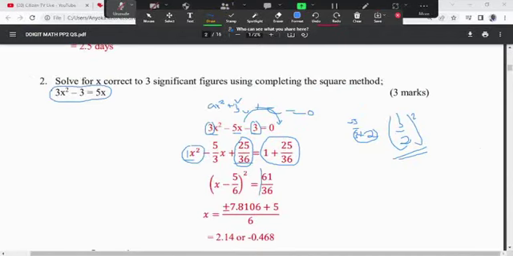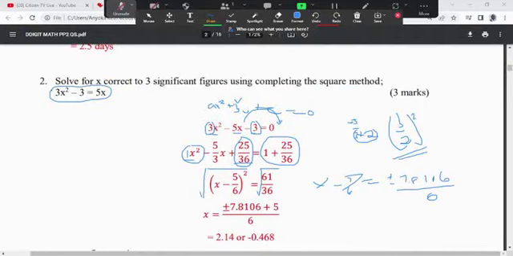We take the square root of both sides. After getting the square root of both sides, on this side we remain with x minus 5 over 6. It is equal to, the square root we get is plus or minus 7.8106 over 6, because the square root of that 6 is 6.